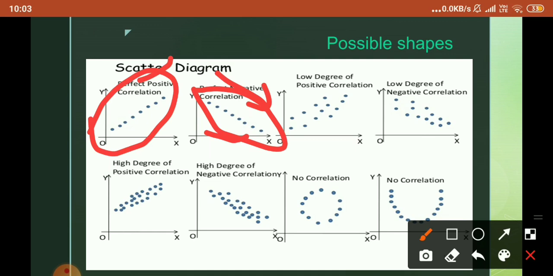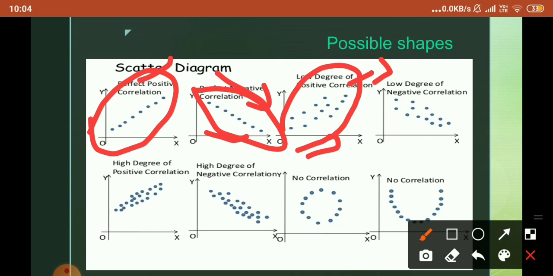Now in the third picture you can see low degree of positive correlation. In this case the data is not on a straight line, they are scattered in the graph, but we can see the trend that they are going upward. So that means this is a positive relation, but they are scattered, they are not on a straight line, therefore they have low degree of positive correlation.